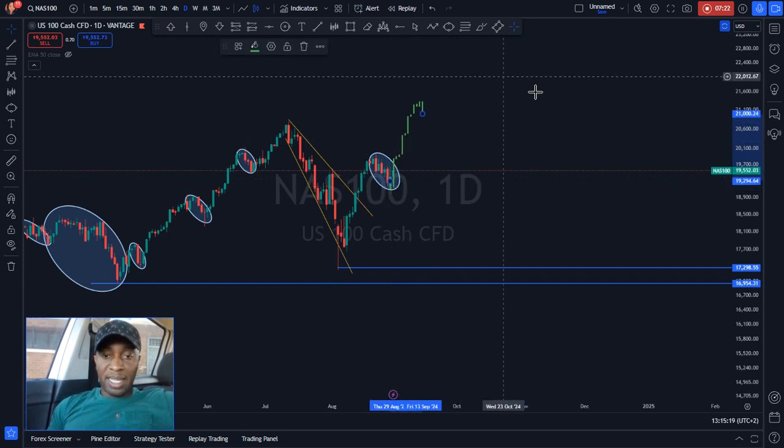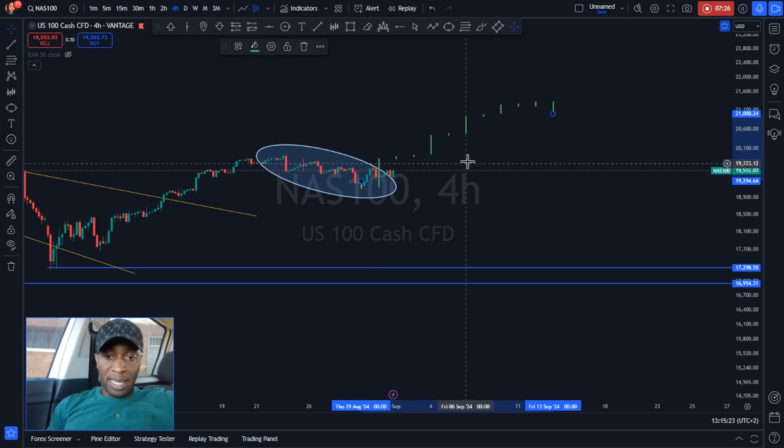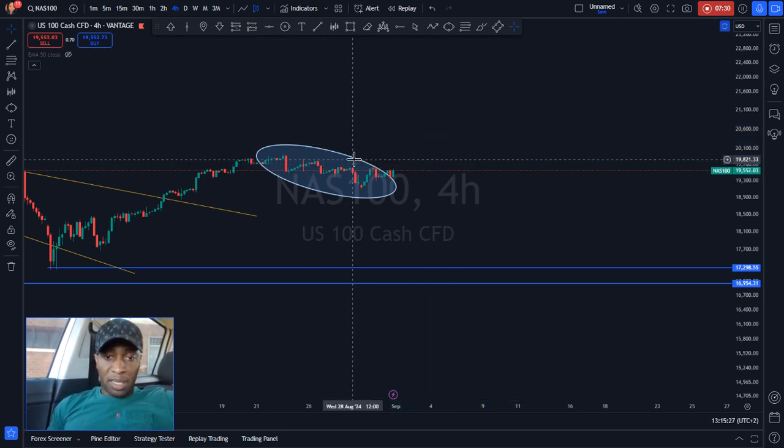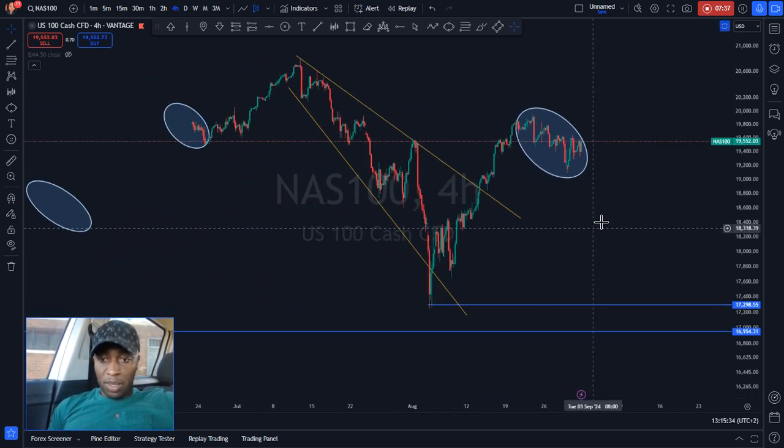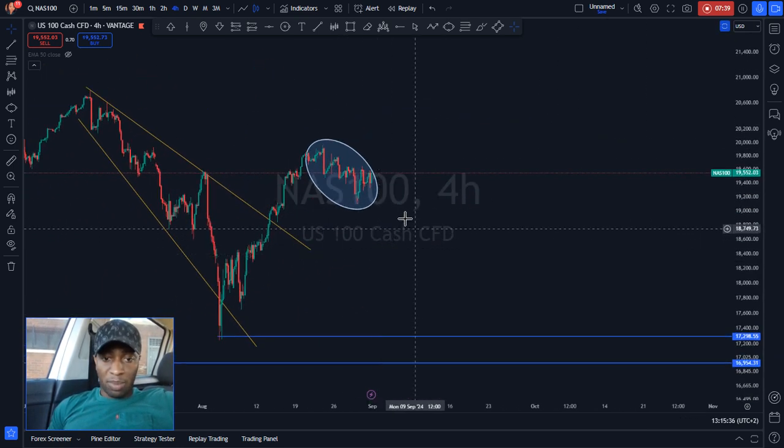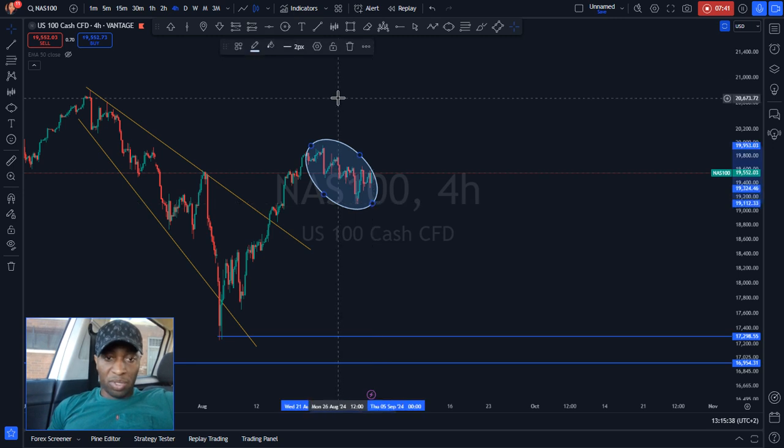So which means this is a clear buy. There's nothing to think about on NAS100. It is a clear buy. We're just going to wait for the perfect entry. Yeah, so this is the correction that I'm talking about. This is the correction that we are talking about, guys. I think you guys can see how simple my strategy is.